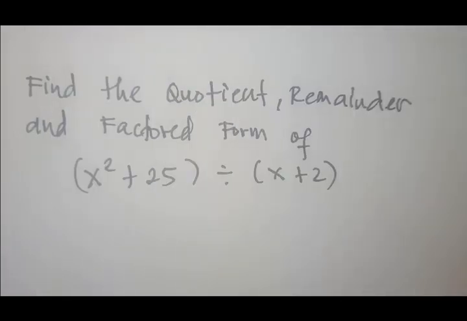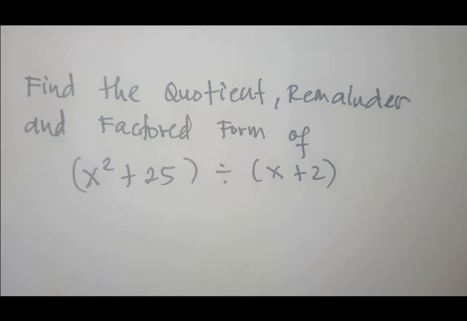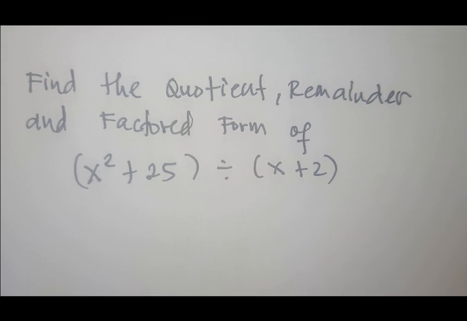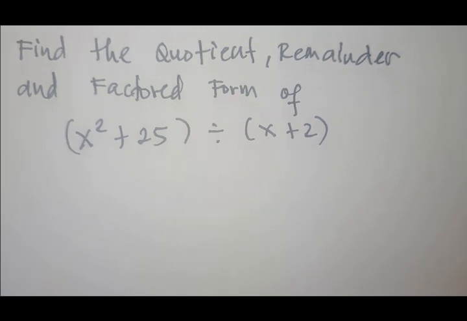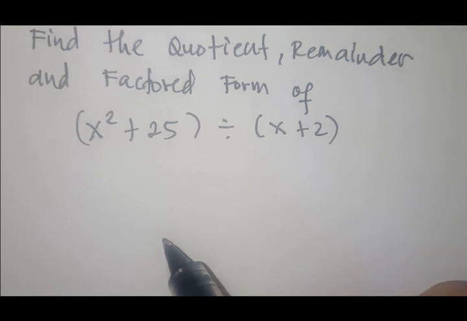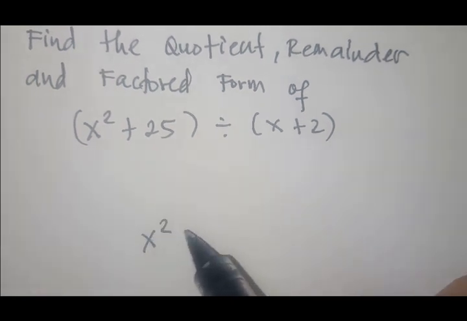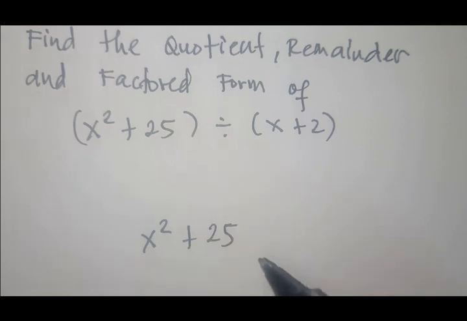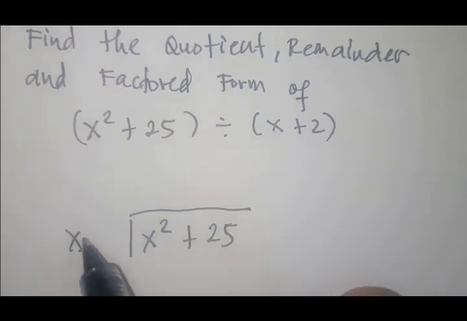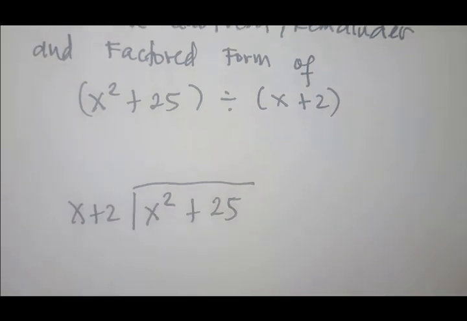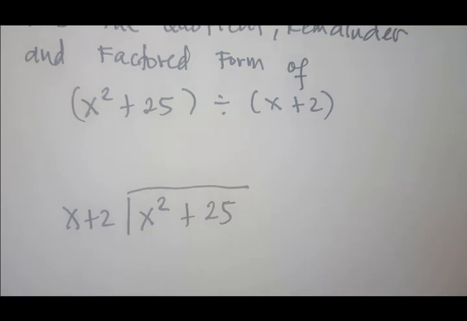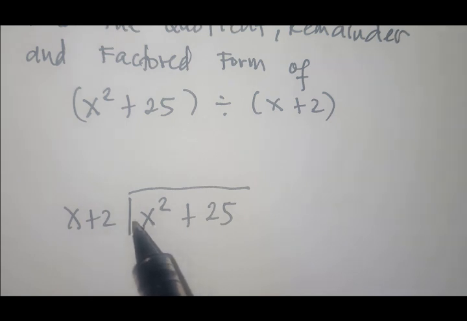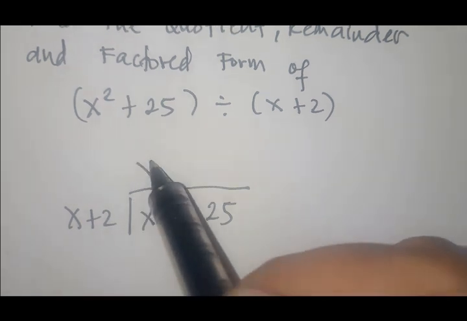Okay, so another example. Again, let us try to find the quotient, remainder, and factored form of the given polynomial x squared plus 25 divided by x plus 2. Okay, so sulat natin sila ulit in this form. We have x squared plus 25 divided by x plus 2. Okay. So, divide natin siya ngayon. X squared divided by x. So, again, pag divide natin siya, we'll just simply subtract the exponent, then copy the same variable. It will give you x.